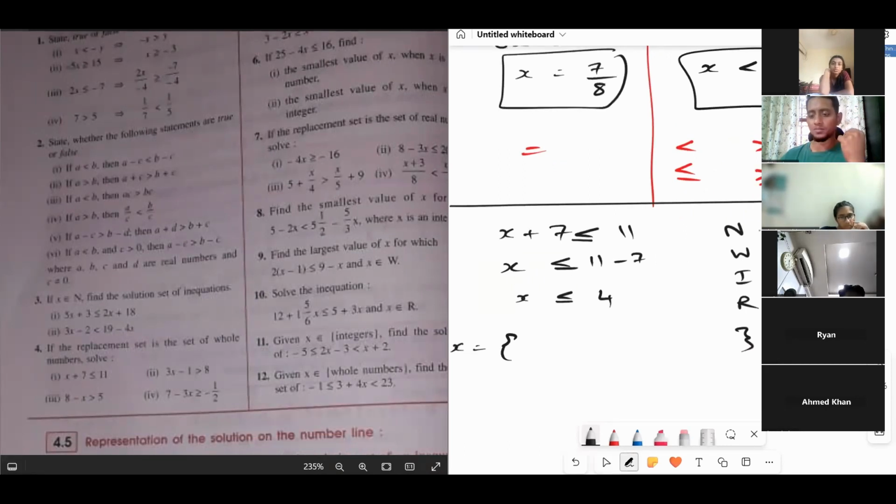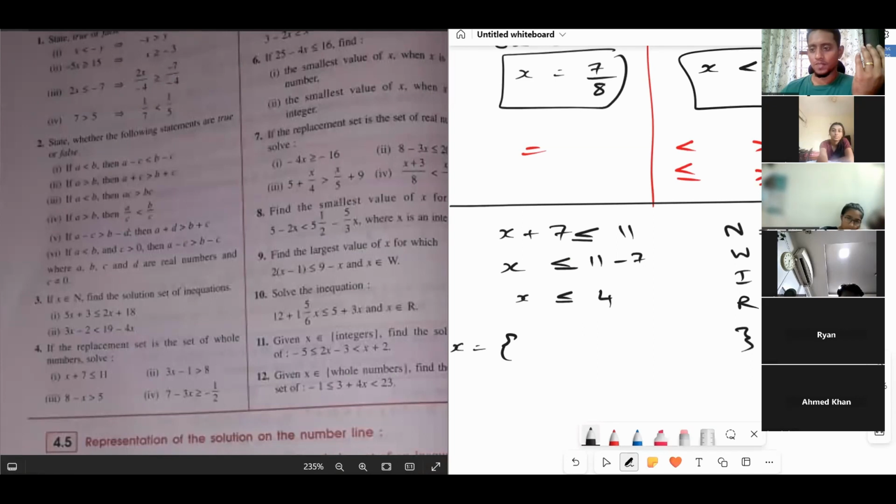What are natural numbers? Starting from 1. So 1, 2, 3, 4, and so on till infinity. These numbers are called natural numbers. What is W? Whole numbers. What's a whole number? You start from 0. 0, 1, 2, 3, and on till infinity.